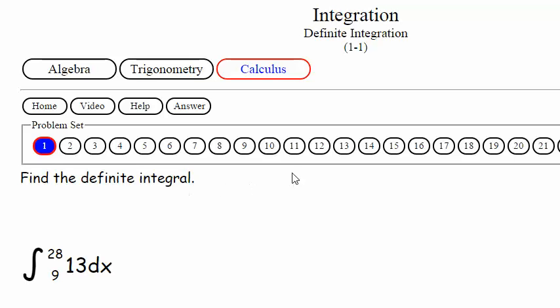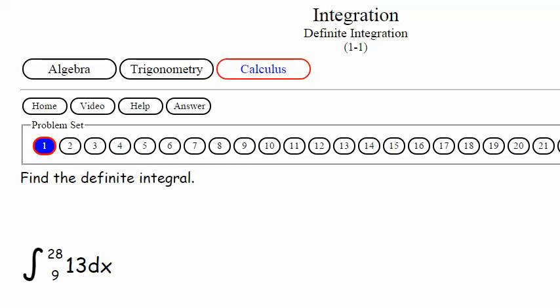Hopefully you've worked problems in the previous section on indefinite integrals. So definite means it's been defined. We are defining some limits here. And so this says the integral from 9 to 28 of 13 dx. So let's take time out here and write that down quickly. So 9 to 28 of 13 dx. Alright, we've got that written down.